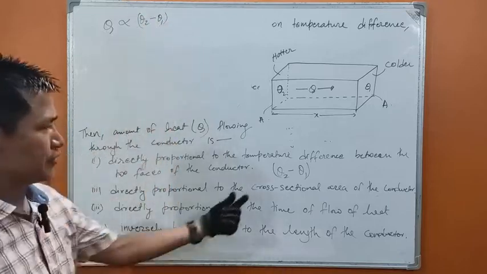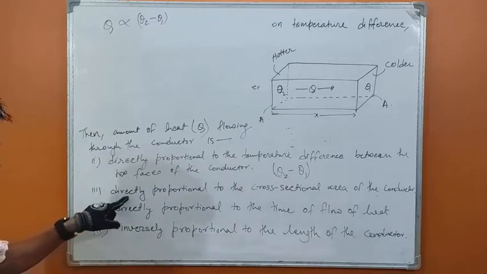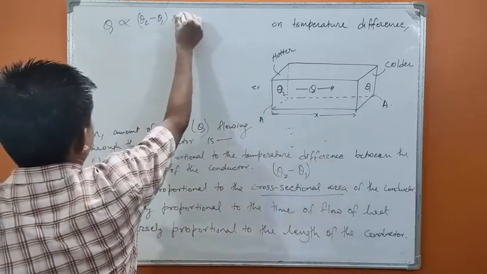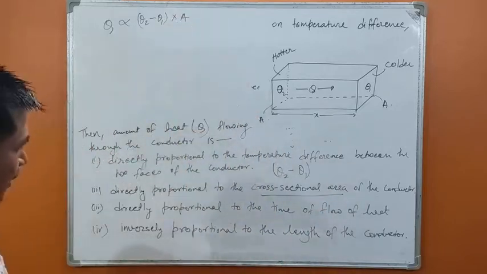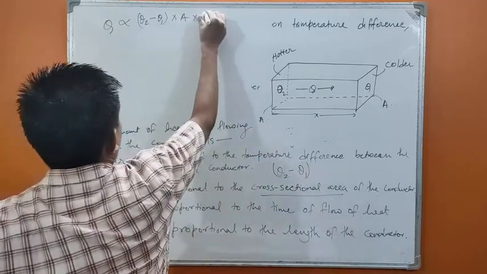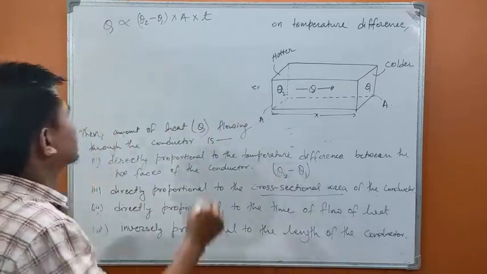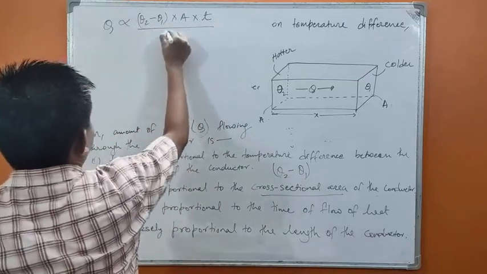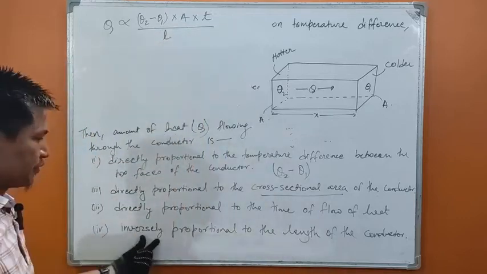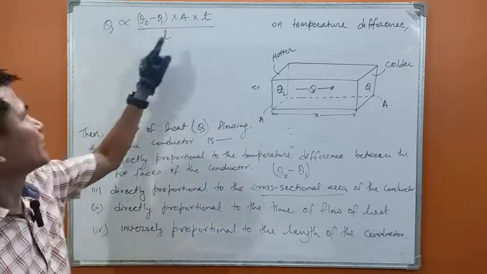Are you getting me? Q is directly proportional to the temperature difference. And number 2, directly proportional to the cross-sectional area A. And number 3, directly proportional to the time of flow of heat, T. And inversely proportional to the length of the conductor, that is L. Inversely means it comes to the denominator, directly means it remains in the numerator, isn't it?